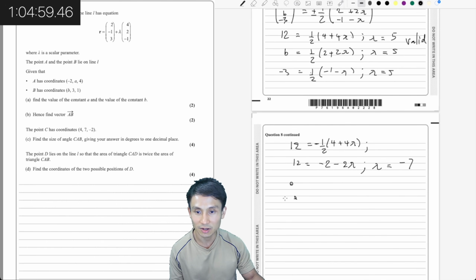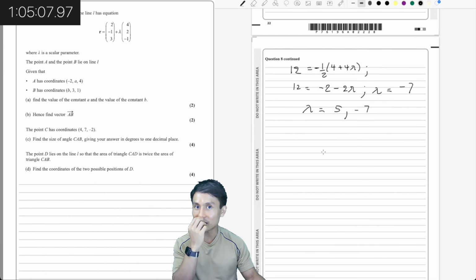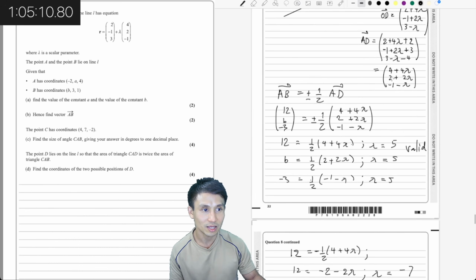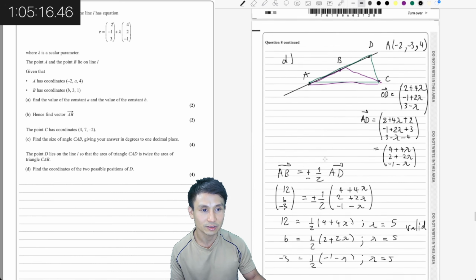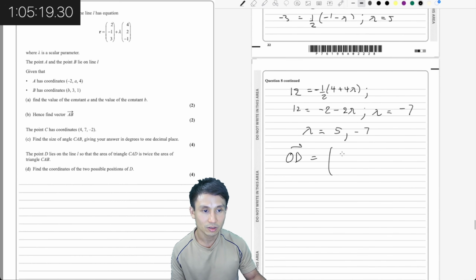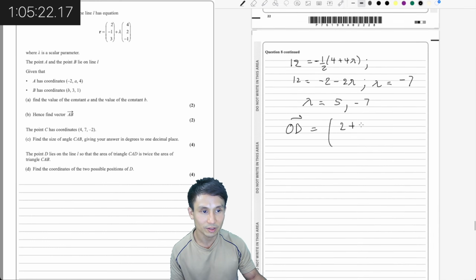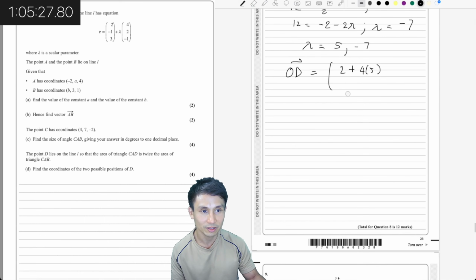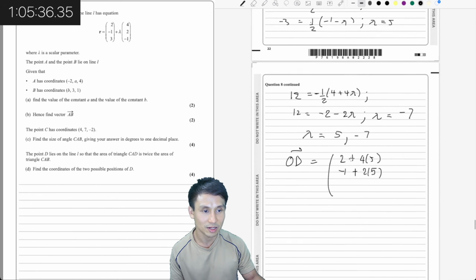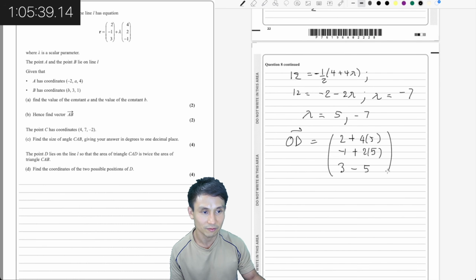So we're going to answer here. Wait, so we get 2 values of lambda. So lambda equals 5 or minus 7. That means the position vector of D would be this guy. So OD is 2 plus 4 lambda, 2 plus 4 times 5. And then the other one is minus 1 plus 2 lambda, which is 5 in the first case. And then the last one is 3 minus lambda, which is 5.